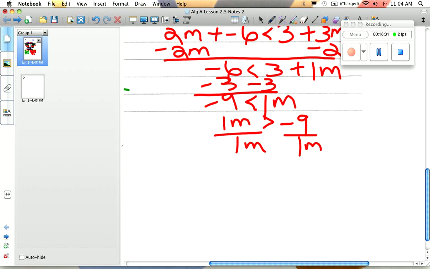We don't divide by the m, so JC, we only divide by the 1. Yeah, we don't ever divide by the variable, just by the 1. Okay. So if you did that on your notes, you probably want to get that erased, okay?